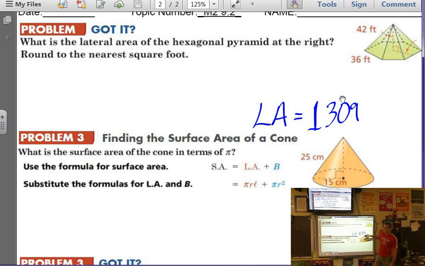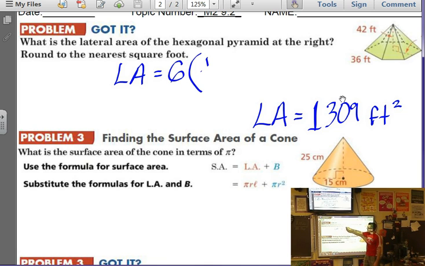1,309 feet squared. If we write out the work for that, how many faces? 6 times the area of each face, obviously half. What's the base edge? 36. And your slant height? I just want to make sure we all have the same slant height. You probably did the Pythagorean theorem. I did. I'm just trying to figure out.